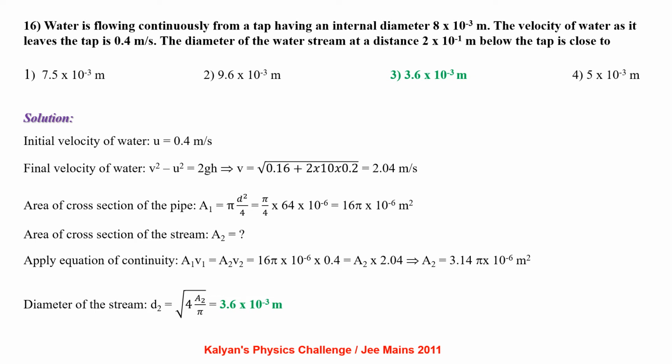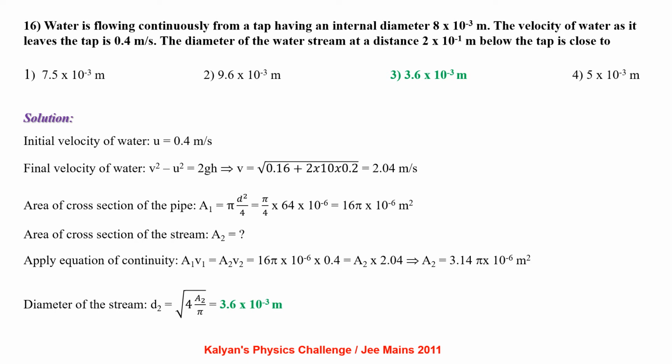We can find the final velocity of the water by applying the formula v square minus u square equal to 2as. That is v equal to 2.04 meter per second. The area of cross section of the pipe is pi d square by 4, that comes out to be 16 pi into 10 power minus 6 meter square.